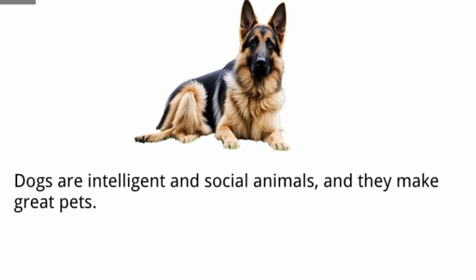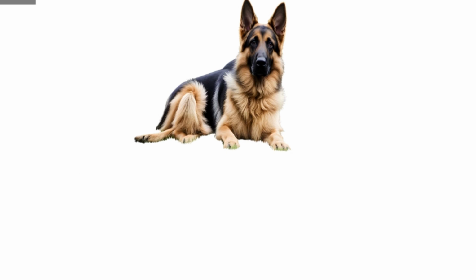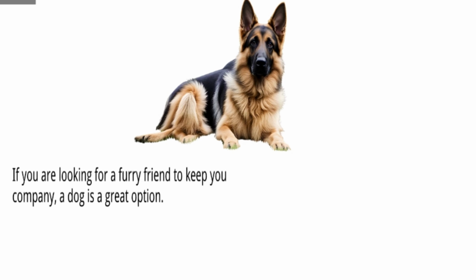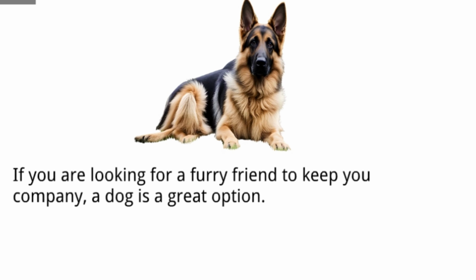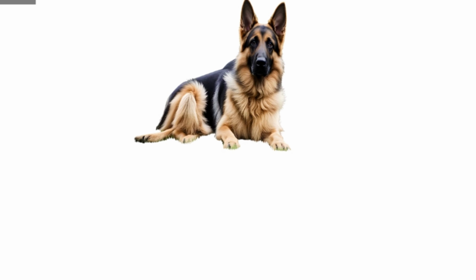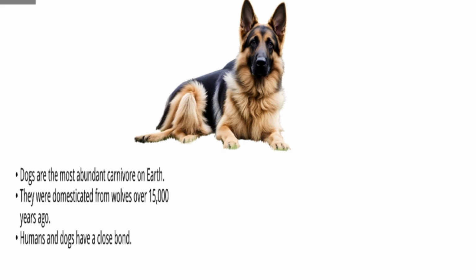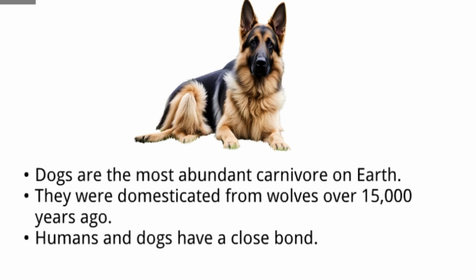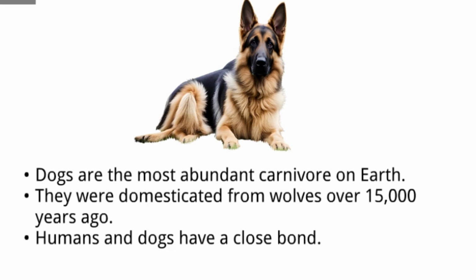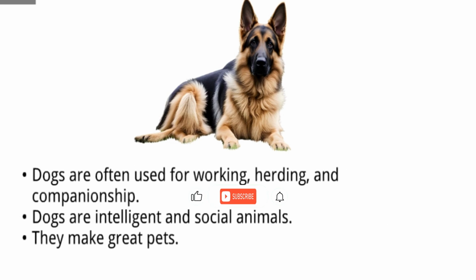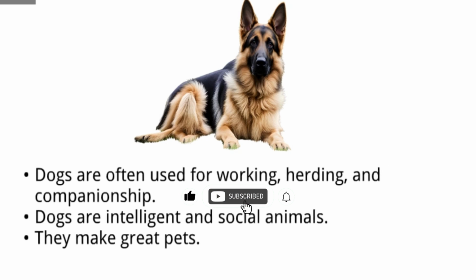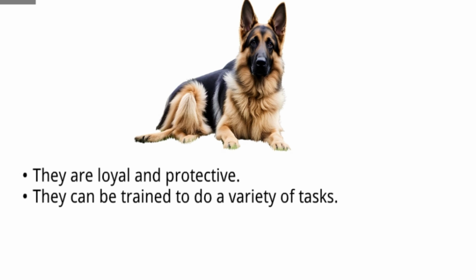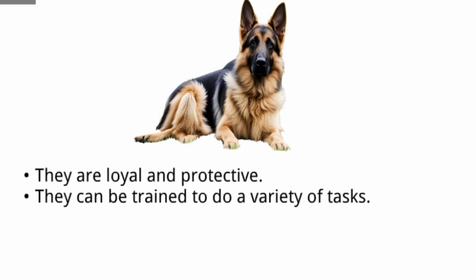Dogs are intelligent and social animals, and they make great pets. They are also loyal and protective, and they can be trained to do a variety of tasks. If you are looking for a furry friend to keep you company, a dog is a great option. Here are some of the key points from the article. Dogs are the most abundant carnivore on Earth. They were domesticated from wolves over 15,000 years ago. Humans and dogs have a close bond. Dogs are often used for working, herding, and companionship. Dogs are intelligent and social animals. They make great pets. They are loyal and protective. They can be trained to do a variety of tasks.